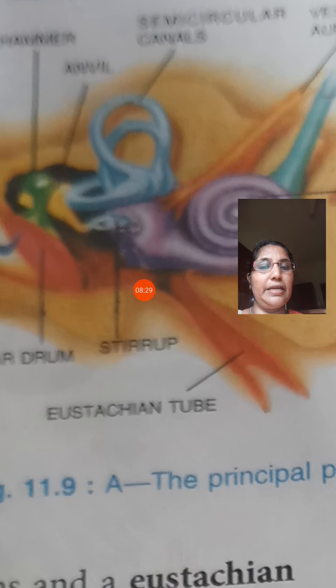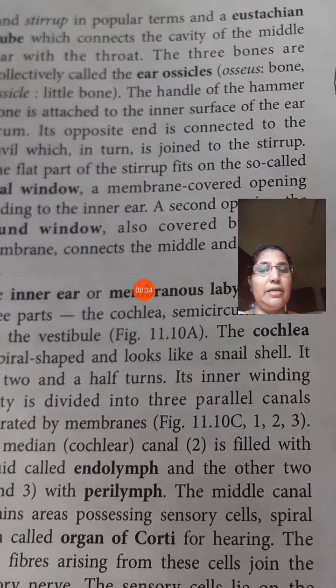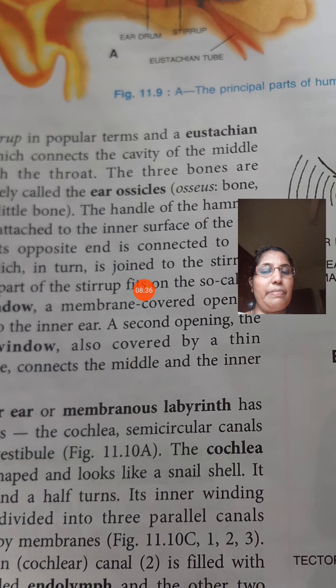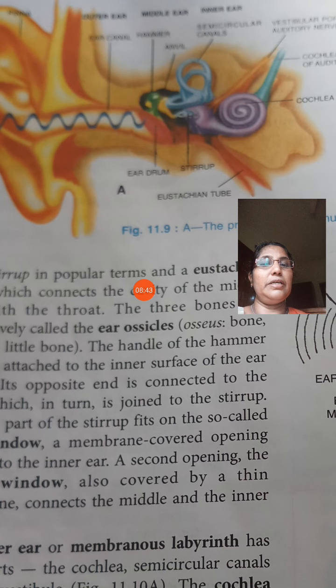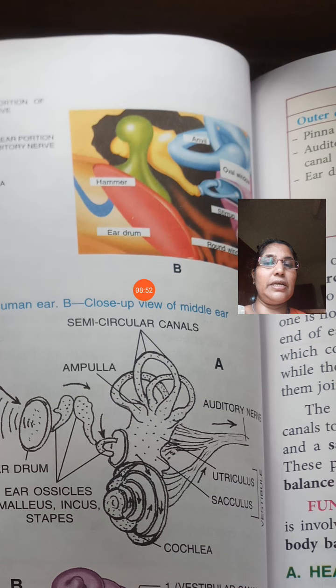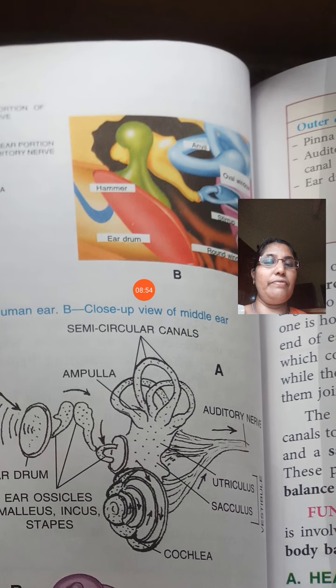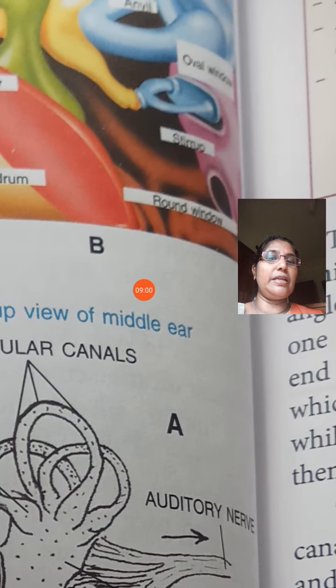You can see the inner ear that has certain parts. The inner ear, another name is membranous labyrinth. Membranous labyrinth. The last bone, that stirrup, you can see it is touching the inner ear. How does it touch? Here you can see each one: hammer, anvil and stirrup. The last bone is touching the inner ear.